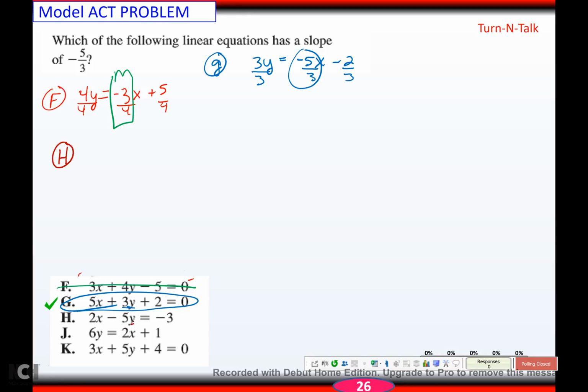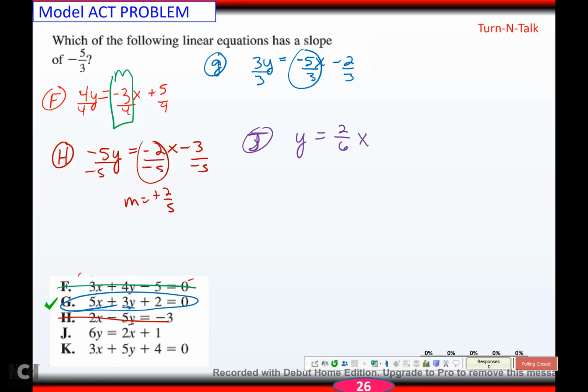H would, to get y alone, I would move 2x over, which would make it negative on the other side. Divide by negative 5, and this slope would be a positive 2/5, so that's not it. J, again, just to get y alone, that's going to be easy. Just divide by 6, so I'd have y equals 2 over 6x plus 1 over 6, which would make that slope 1/3, which is not negative 5/3, so that's out.